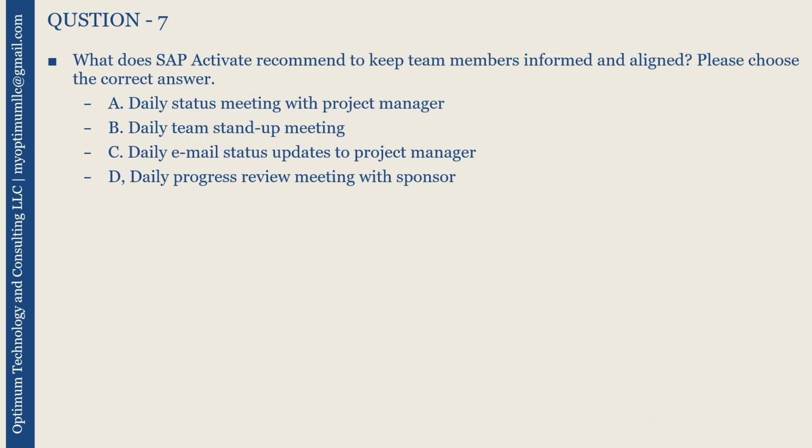Question 7. What does SAP Activate recommend to keep team members informed and aligned? Please choose the correct answer. A. Daily status meeting with project manager. B. Daily team stand-up meeting. C. Daily email status updates to project manager. D. Daily progress review meeting with sponsor.